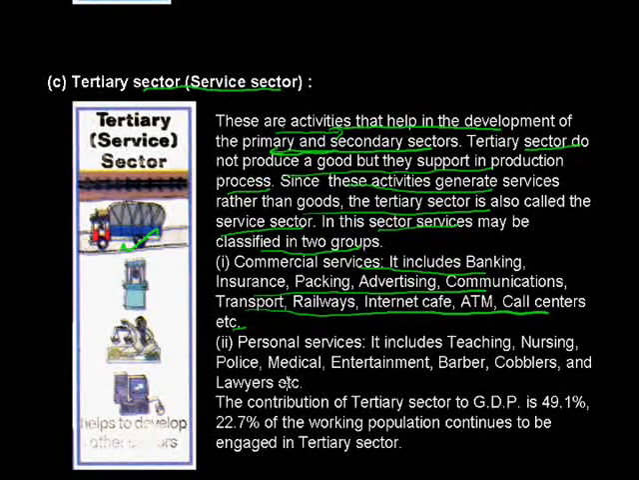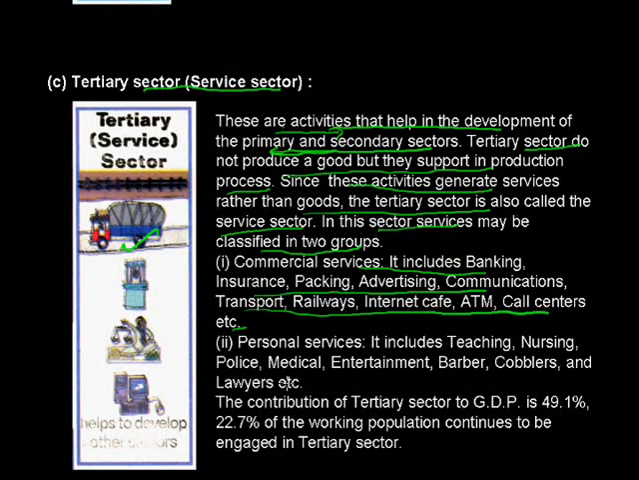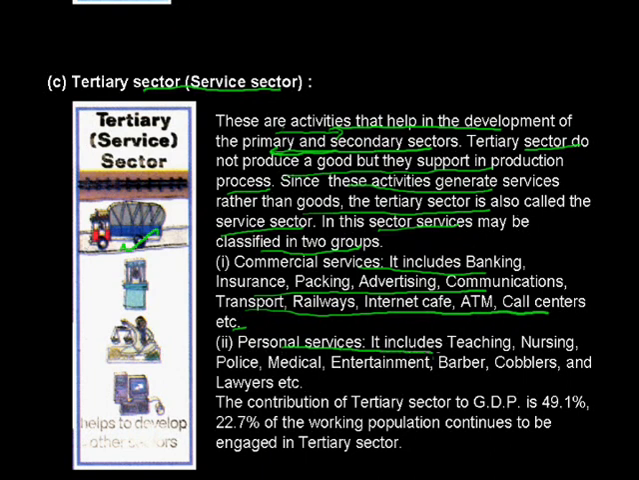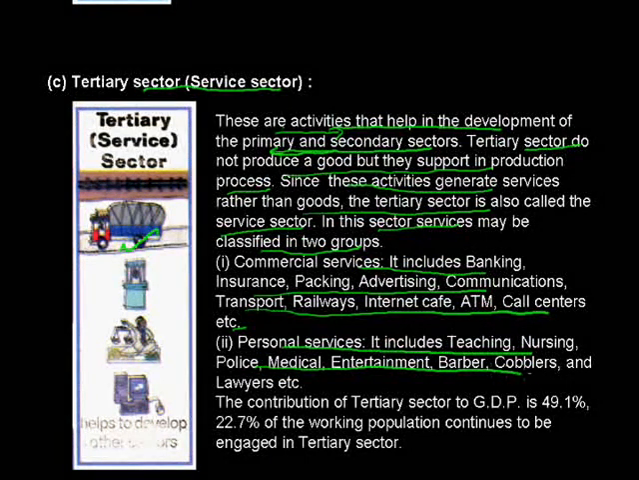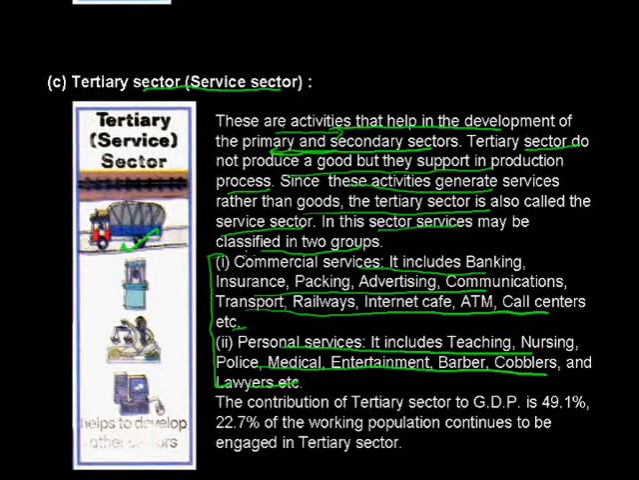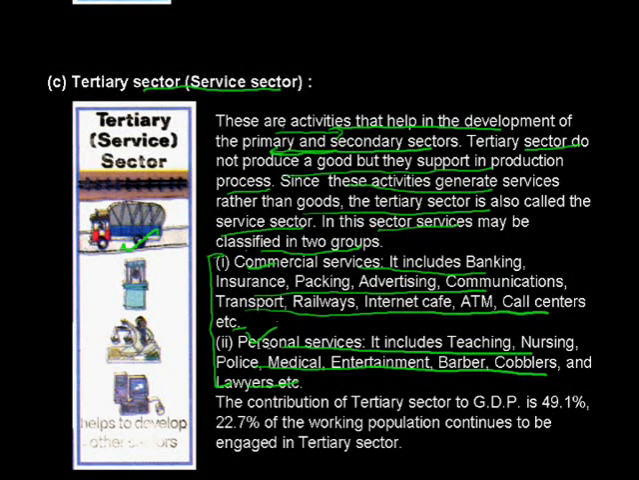This one is for the complete economy. Because of these things, the economy runs. On the other hand, there are some personal services. For example, it includes teaching, nursing, police, medical, entertainment, barber, cobblers and lawyers, etc. So the service sector is also divided into two parts. The first one is commercial services and the second one is personal services.